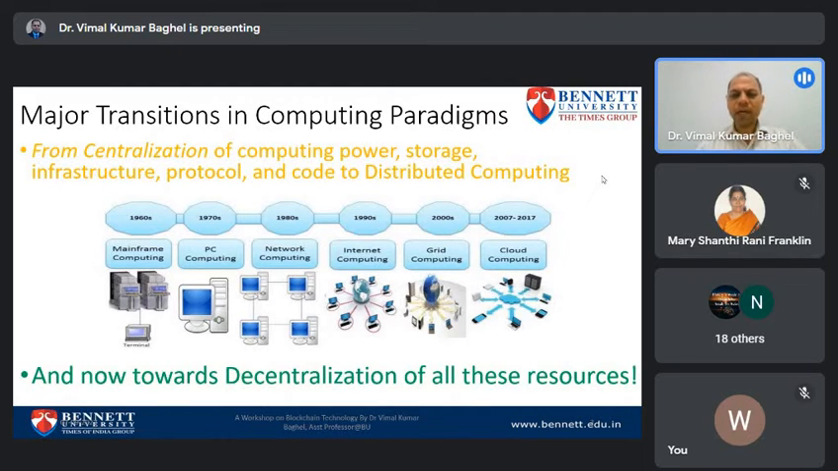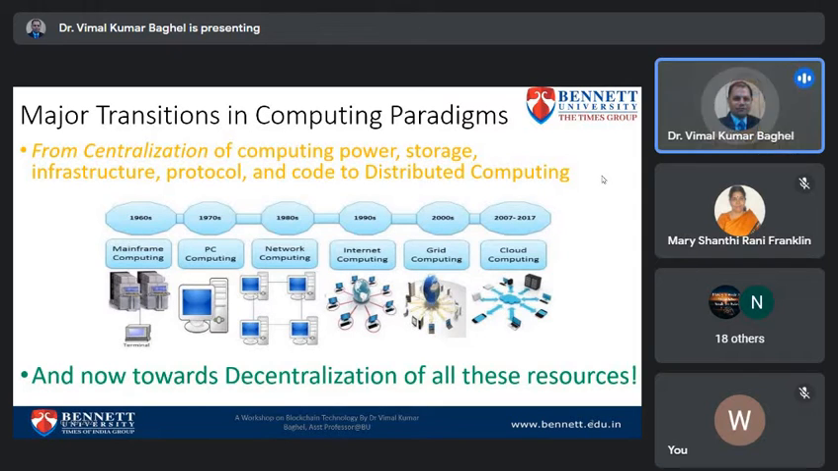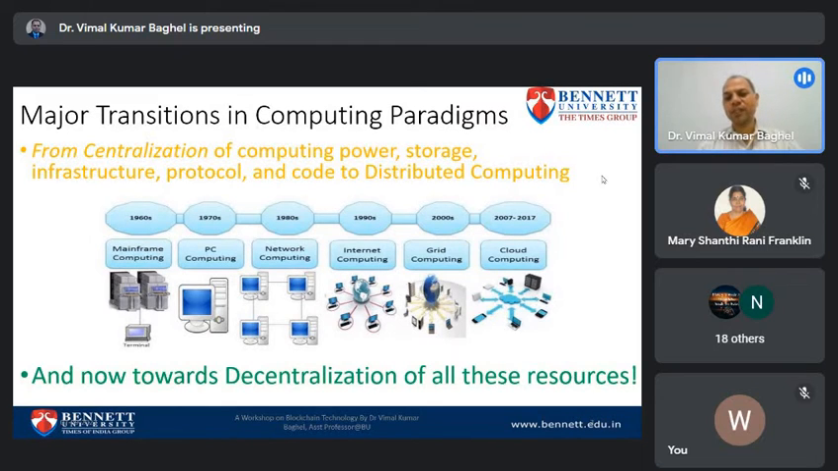But still, the idea is how we can remove those dependability factors on the centralized systems. So now we are moving towards decentralization of all the resources, like computing power, storage, infrastructure, protocols, and the code that is basically centralized on a machine. But we are now interested, in the coming business cases, in these being decentralized and available on all the nodes rather than on a single node.